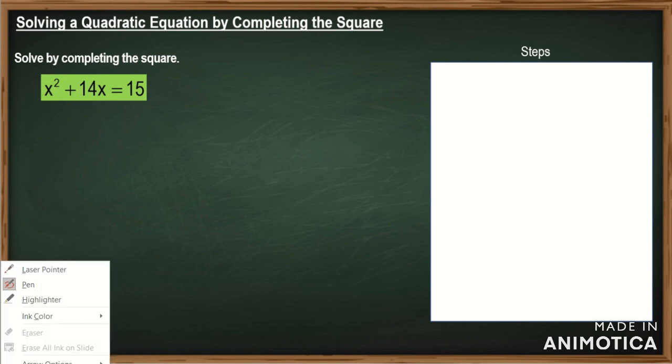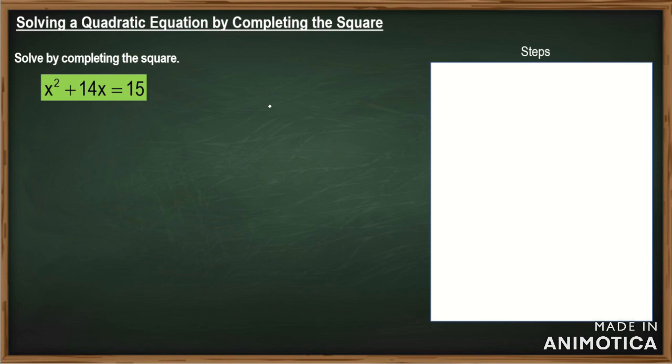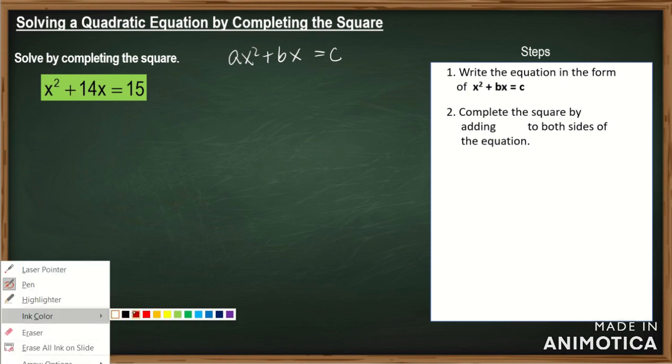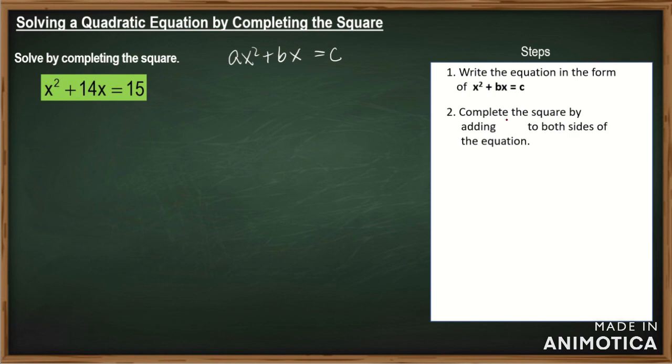Okay, so in solving for the solutions of quadratic equations using the completing the square method, make sure that the equation is written in the form ax squared plus bx equals c, where the leading coefficient, of course, a is 1. Okay, this equation is already in this form, and then we are going to complete the square by adding the square of half of b to both sides of the equation.